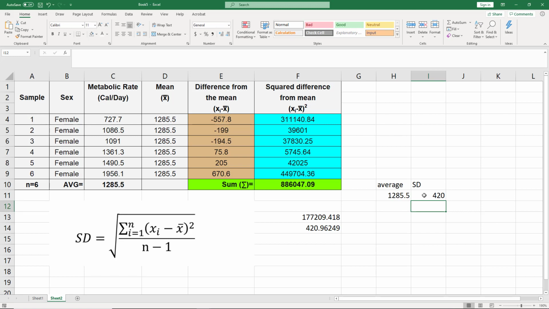Okay, that's how you calculate a standard deviation. That's why we need it, and that's how we use it, and that's why the number has meaning, because it tells us something about the variation of the data around the mean.